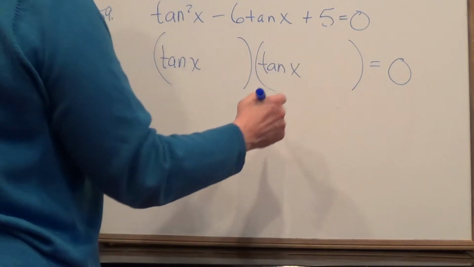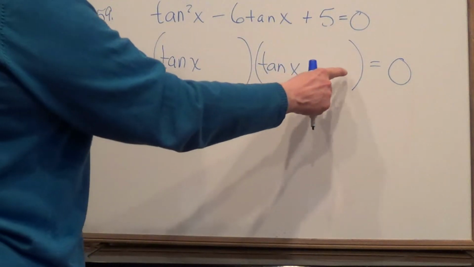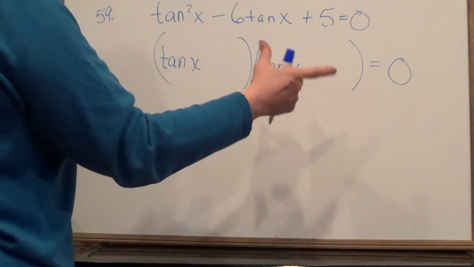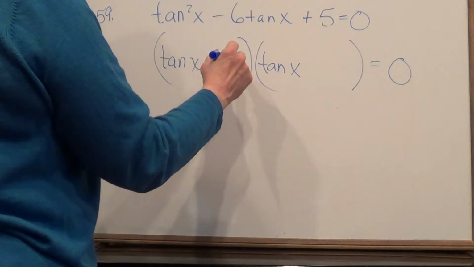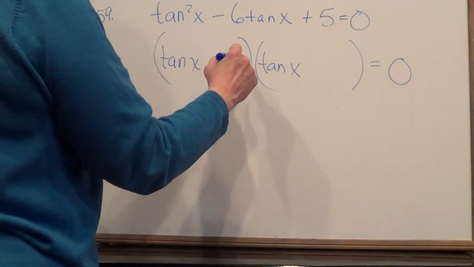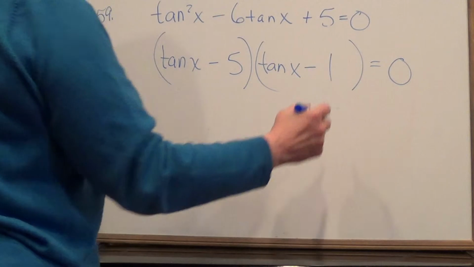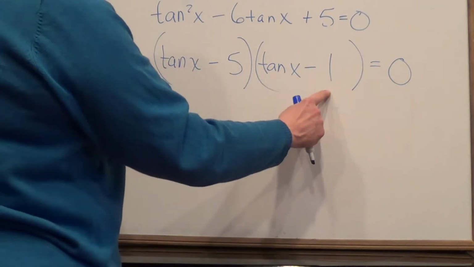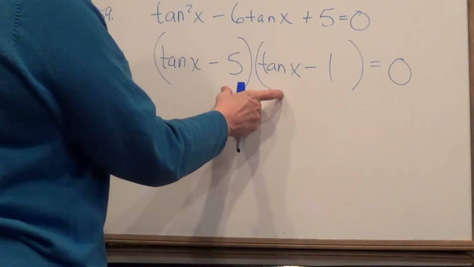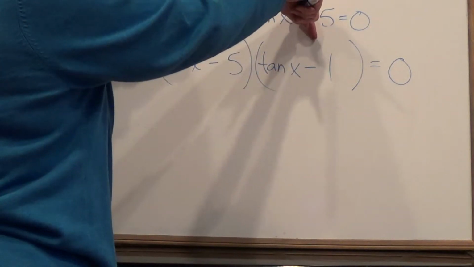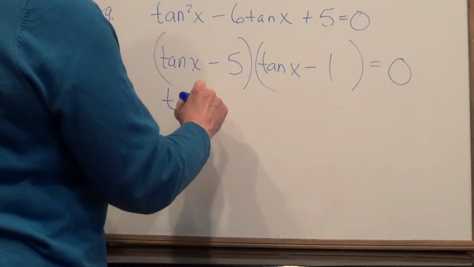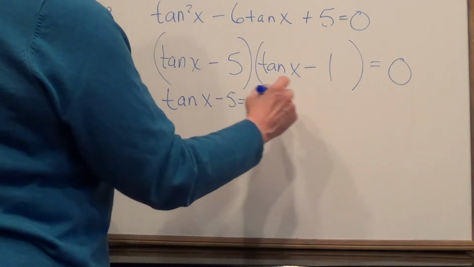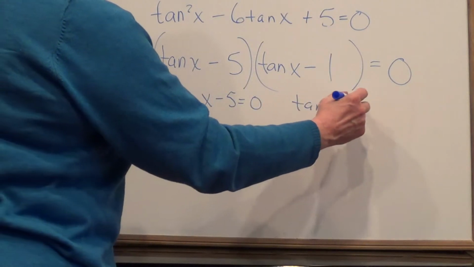Whatever goes in the first position must multiply to give us tan squared. And then we have to think of 2 numbers that multiply to give us plus 5, yet add to give us a minus 6. You'll recall that we have to have both of these values negative. Negative 5 times negative 1 is positive 5. Inner product minus 5. Outer product minus 1, which do add to minus 6. So we have successfully factored it. So we can set each of the factors equal to 0 and solve them separately.